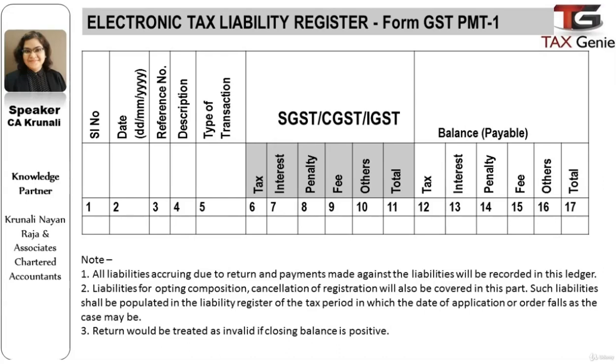A few points to be noted for this form are that all the liabilities accruing due to the return and payments made against the liabilities would be recorded in this ledger. Liabilities for opting for composition and cancellation of registration will also be covered in this part. Such liabilities shall be populated in the liability register of the tax period in which the date of application or order falls, as the case may be. A return would be treated as invalid if the closing balance is positive.